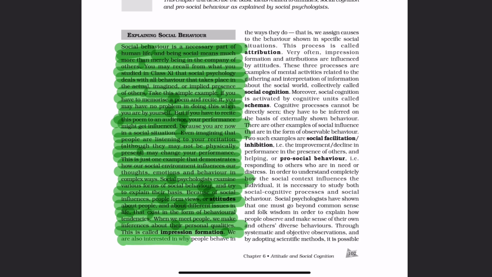We are also interested in why people behave in the ways they do. That is, we assign a cause to the behavior shown in a specific social situation. So the ultimate goal is that we try to find out the cause of why persons are behaving in a certain way or have certain kinds of attitudes. This process is called attribution. Attribution means you attribute why that person is behaving in a certain manner. Very often, impression formation and attribution are influenced by attitude, so they are interrelated.